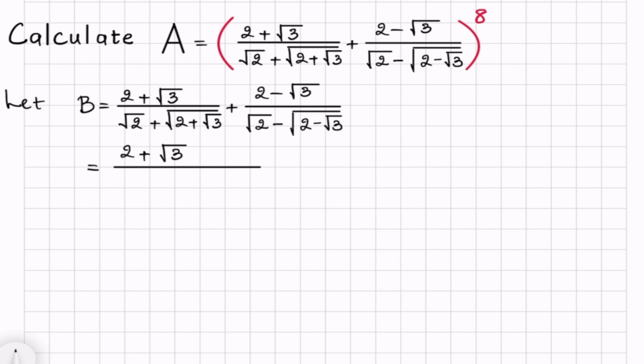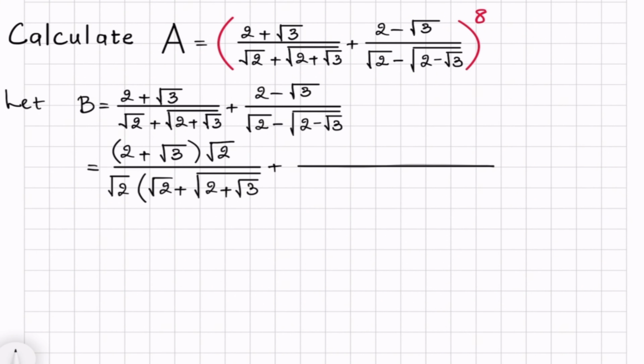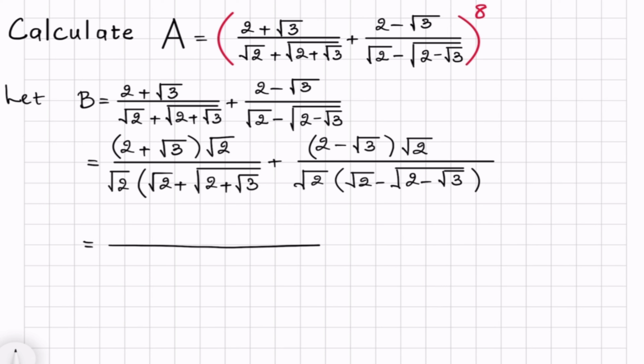Okay, so the main trick is that we need to multiply square root of 2 for the denominator, and then we need to multiply the numerator with square root of 2 as well. And the second term is also the same. Okay, so then for the first term, we just keep the numerator still the same. You can just multiply it or expand the numerator, but we don't have to.